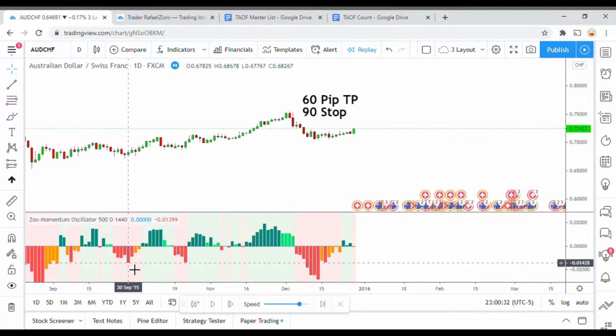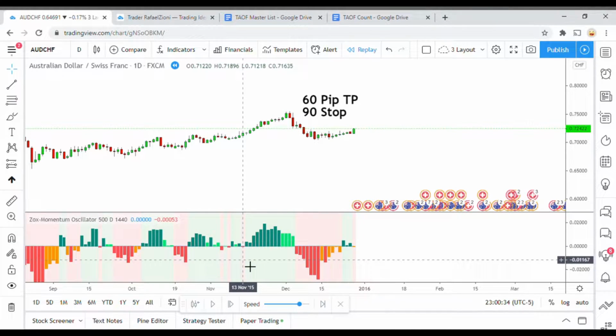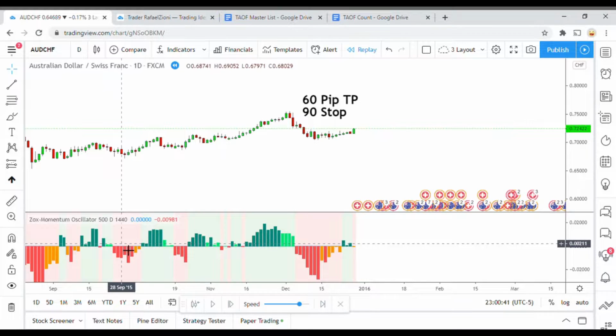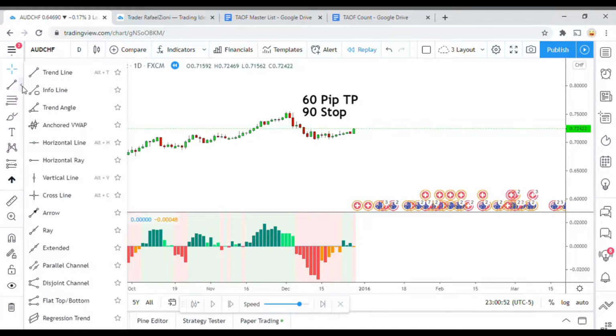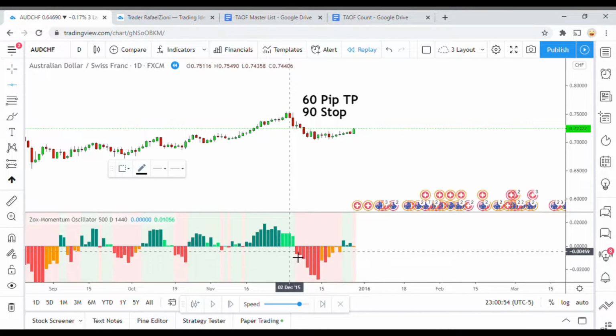We won't really mess with those a whole lot. Basically what we're looking for is just the switch from red to green and green to red. And those are going to be our signals to go either long or short. So pretty simple setup. Like I said, not a whole lot to it.